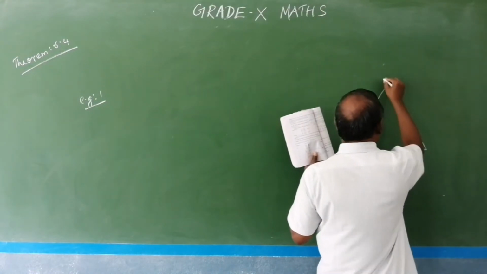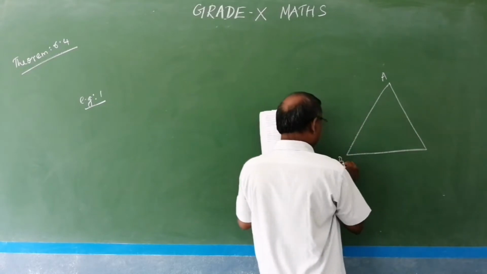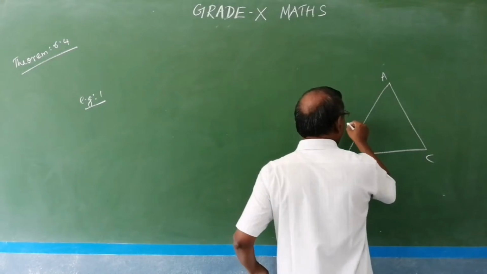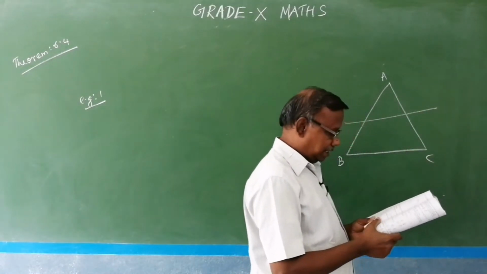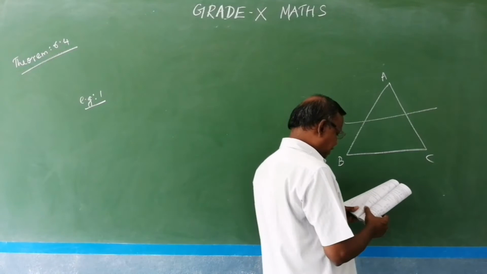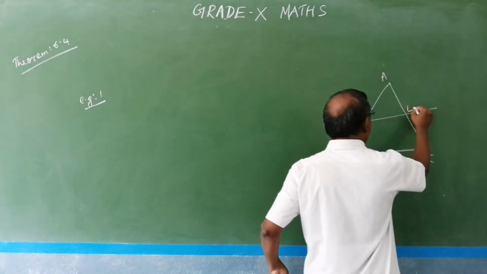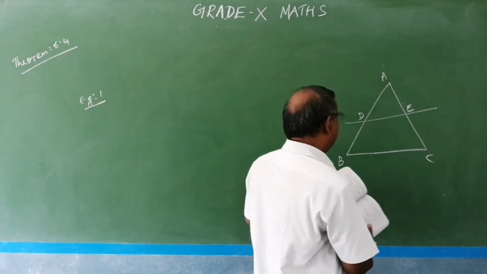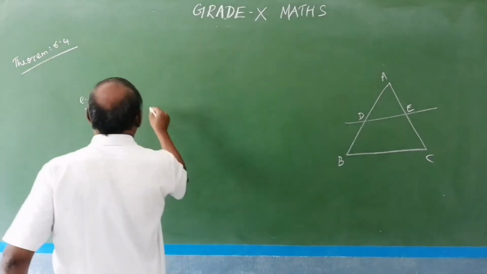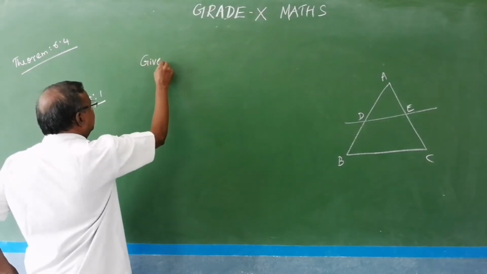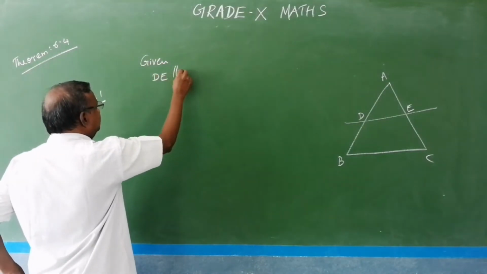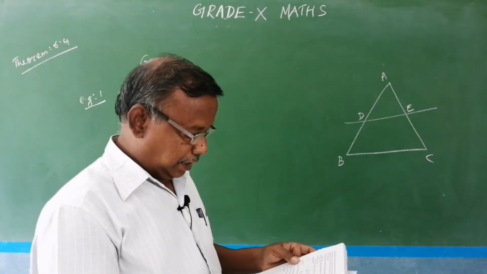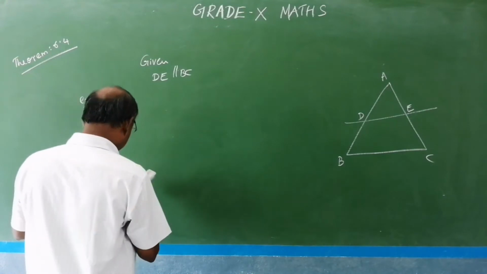So, let me draw a triangle ABC. If a line intersects AB and AC of triangle ABC at points D and E respectively, and is parallel to BC, that means DE is parallel to BC. Given: DE parallel to BC. Prove that AD by AB equals AE by AC.